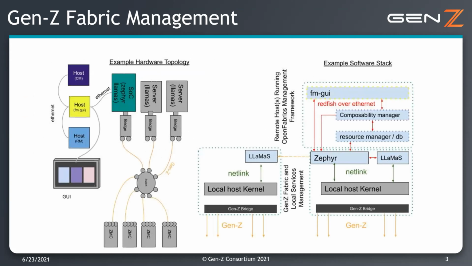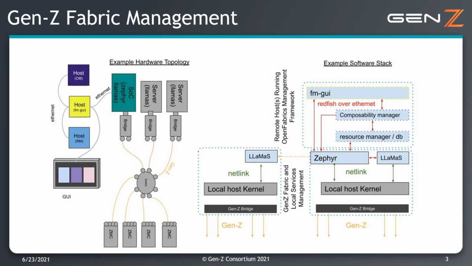Some folks have probably seen this before, but on the left side, we have an example hardware Gen Z topology. There's a main host and other host node servers. Then we have a handful of Gen Z memory controllers at the bottom of the screen, all communicating through a Gen Z switch. That's an example hardware topology. Gen Z has a lot of flexibility, such that you could add more or less of any of these components.